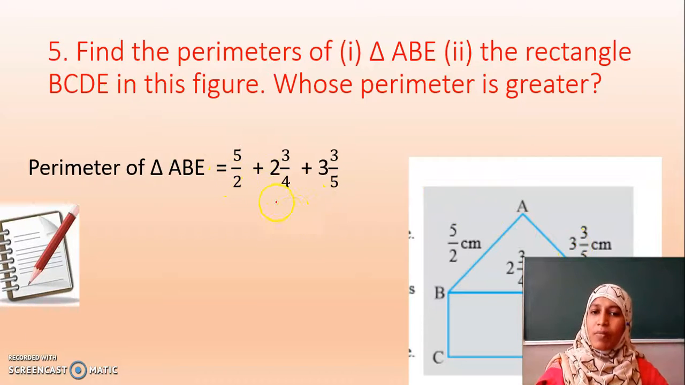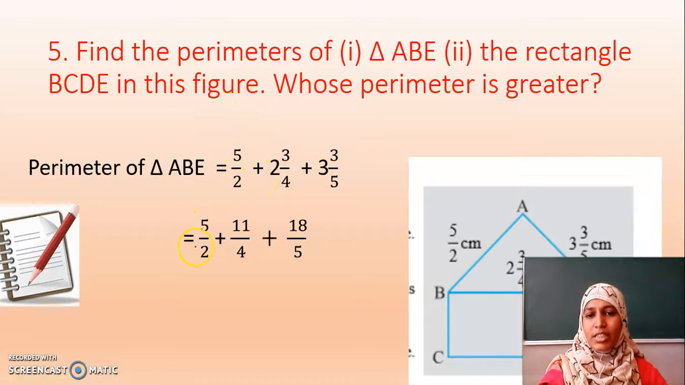Okay, what is the next step? I have to convert all these mixed fractions to improper fractions. Very good. So 5 by 2 as it is. How did I get 11 by 4? I have to multiply these two. 2 4s are 8. Then plus 3. 8 plus 3, 9, 10, 11. 11 by 4. Similarly here, I have to multiply 3 and 5, and then I have to add 3. 15 plus 3, 18 by 5. Is it clear, my dear children?